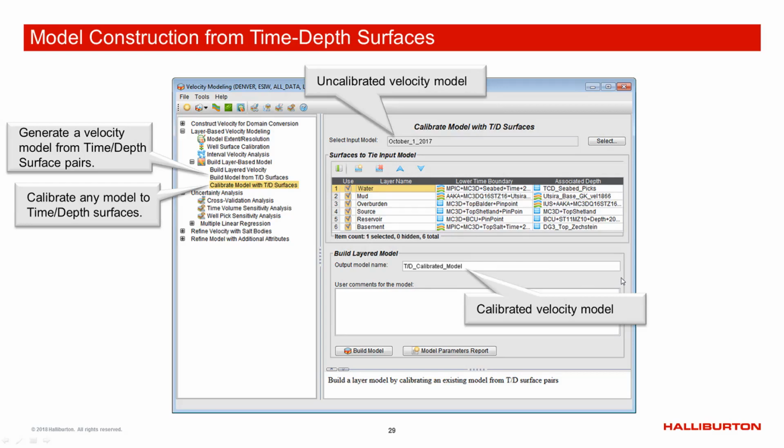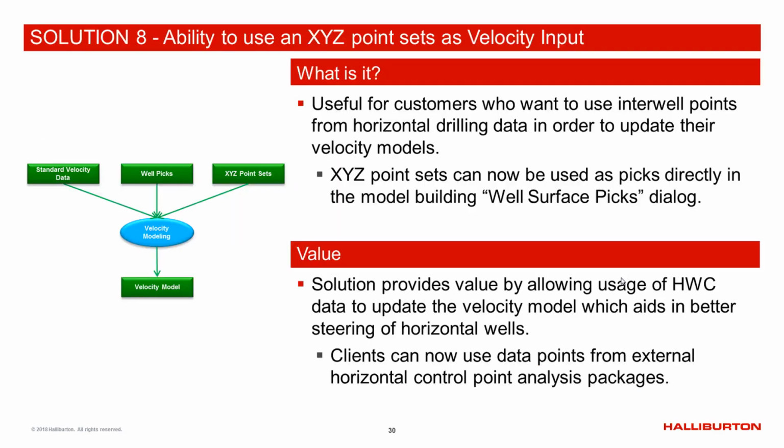So quick and simple, and I'm so glad that we have this feature now. All right, the next big major feature is the ability to use XYZ point sets as velocity model input. And this is a big deal for the horizontal drilling workflow. Okay, so lots of companies have all these XYZ point sets that they've used in their horizontal well correlation.